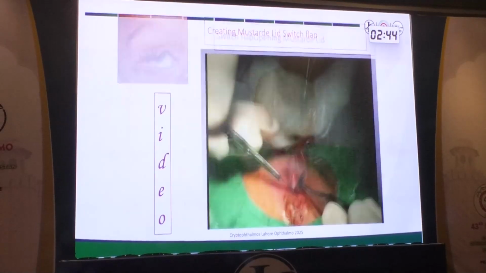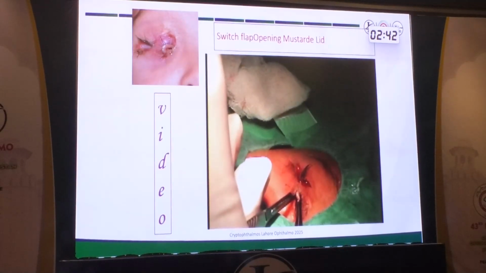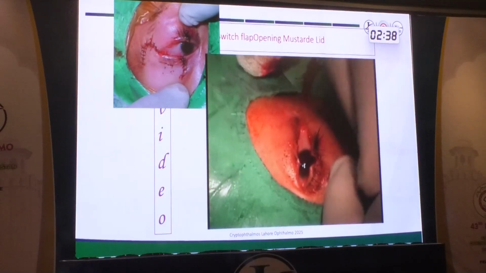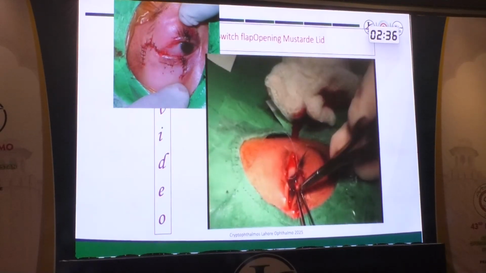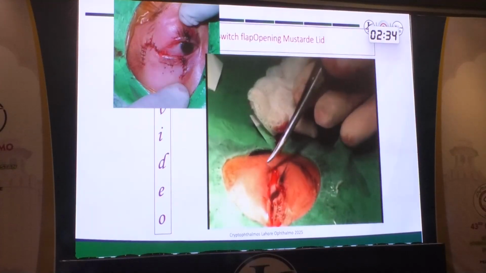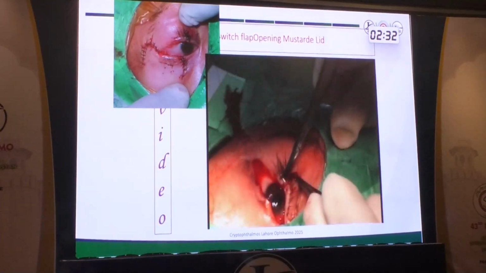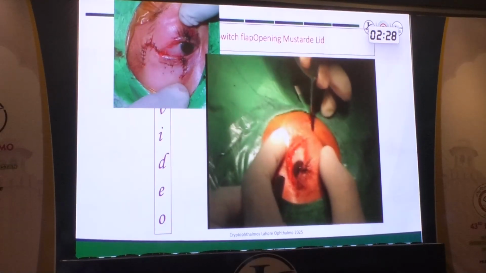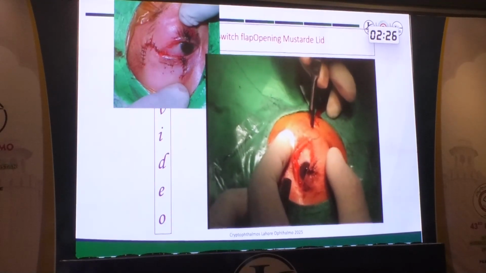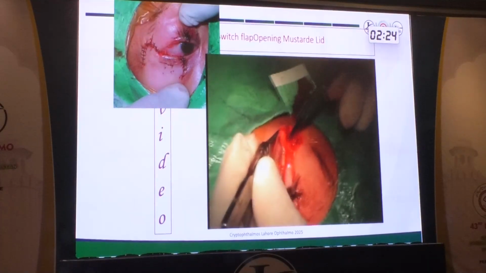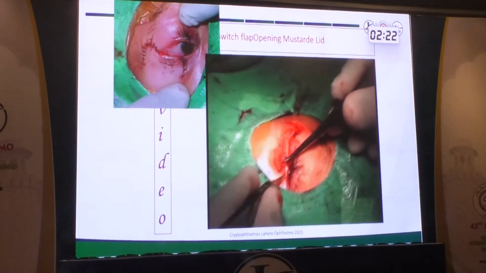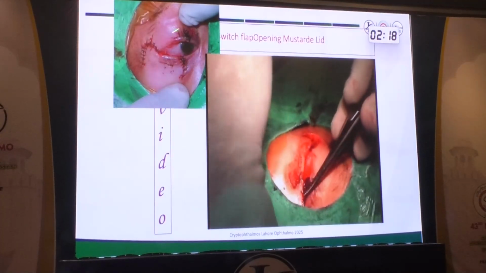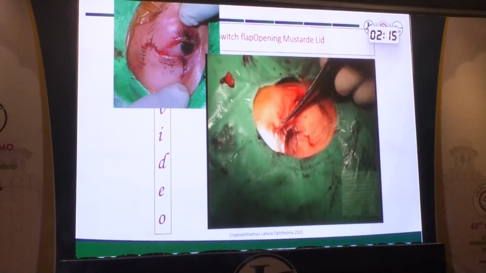and then after 6 weeks you open it in such a manner that you first correct the upper lid. You have to do some pentagoning so that you get a good upper lid contour. Then a tensor flap for the lower lid, and any excess tissue you have to excise here, and this was the result of that surgery.